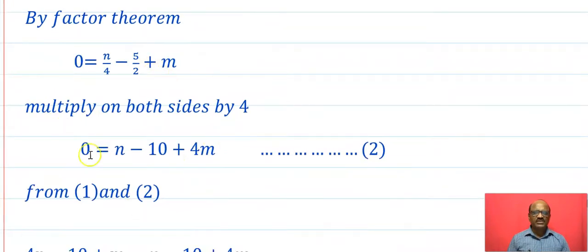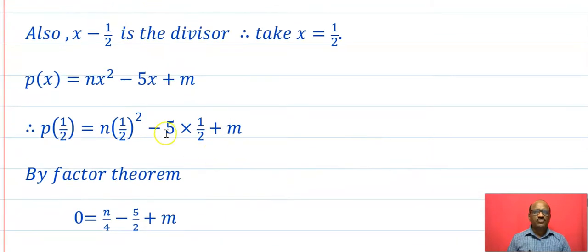Multiply 4 on both sides. Then you get 0. n by 4 into 4, the 4 gets cancelled. You will get n minus 5 by 2 into 4, that is 5 into 4, that is 10. 5 by 2 into 4, that is you will get 10 minus 10. Again 4m here, that equals 0.